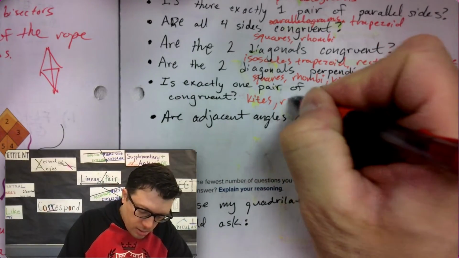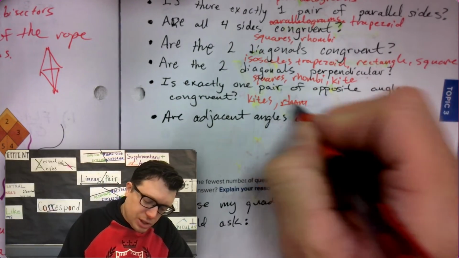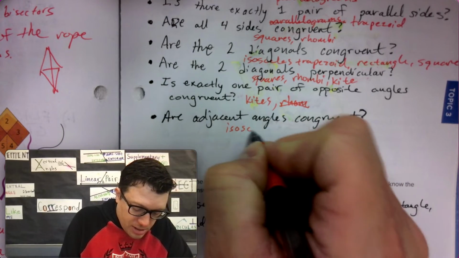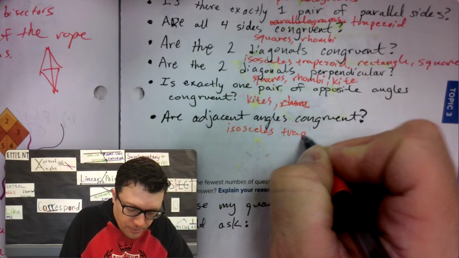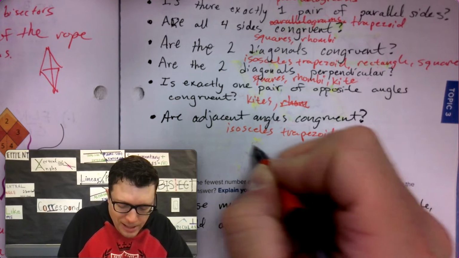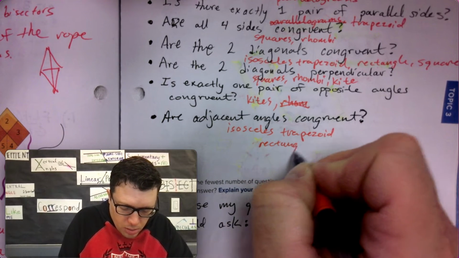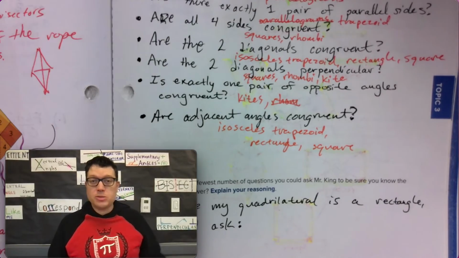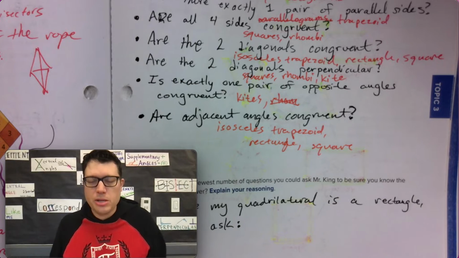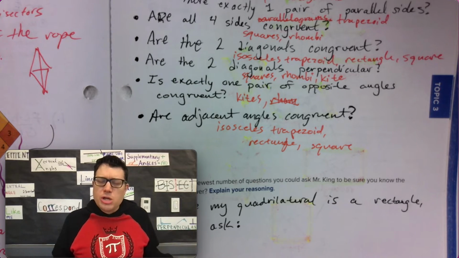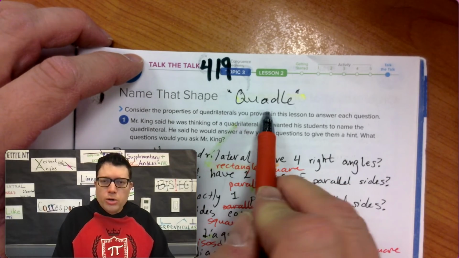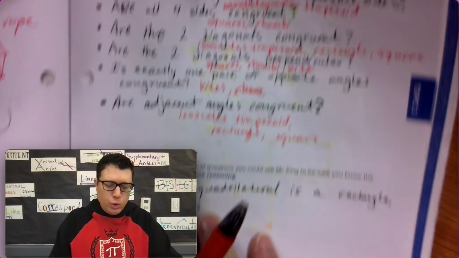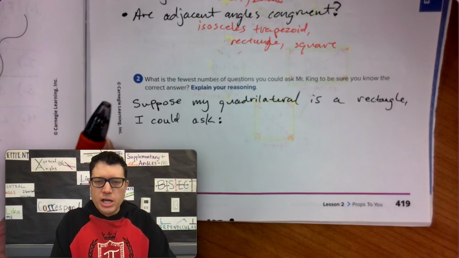Ooh, a rhombus. Nah, a rhombus has 2. Can't be a rhombus. Are adjacent angles congruent? I'm really trying to force them to say they have an isosceles trapezoid, or maybe a rectangle, or maybe a square. But I could at least identify whether it's possible for an isosceles trapezoid to be the quadrilateral, and get it in the fewest number of guesses, like the word Quadle says, right? You want to win with 1 guess or 2 guesses, 1 question and a guess.